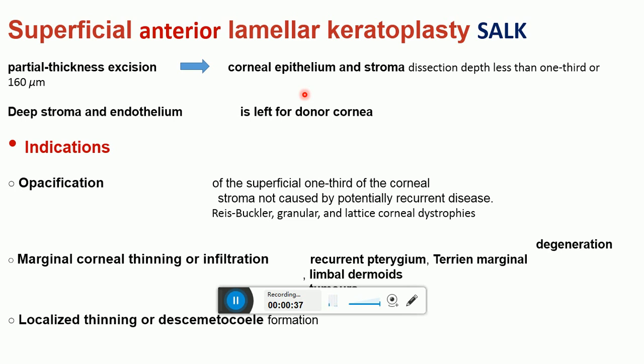The indications are opacifications of the superficial 1/3 of the corneal stroma which are not caused by potentially recurrent disease like Reis-Bücklers dystrophy, granular dystrophy, and lattice corneal dystrophies. Marginal corneal thinning or infiltration, as in recurrent pterygium, Terrien marginal degeneration, limbal dermoid, or other tumors. Localized thinning or descemetocele formation.